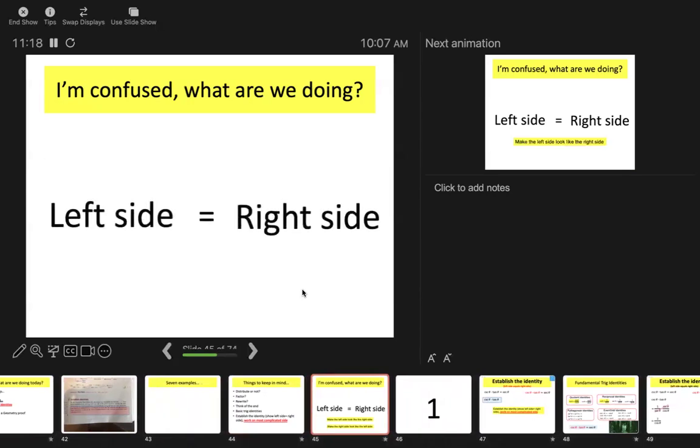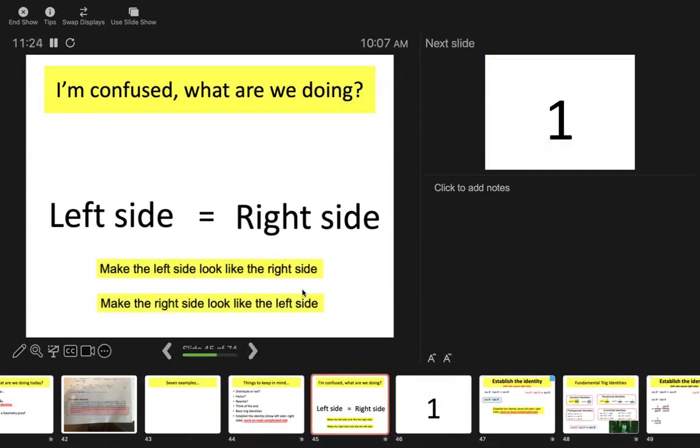So if you're confused, all I'm saying is today we're going to turn the left side into the right side or turn the right side into the left side. We're not moving things across the equal sign. Everything stays on one side, but we've got to convert it or simplify it or change it into the other side.